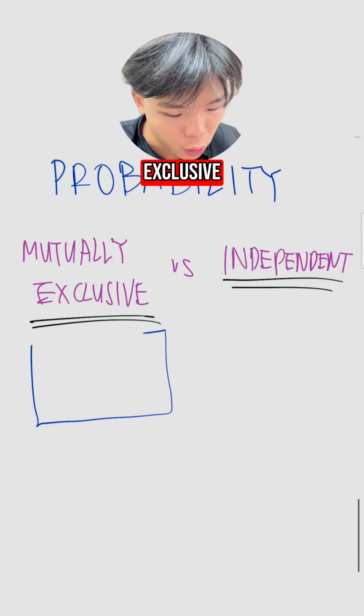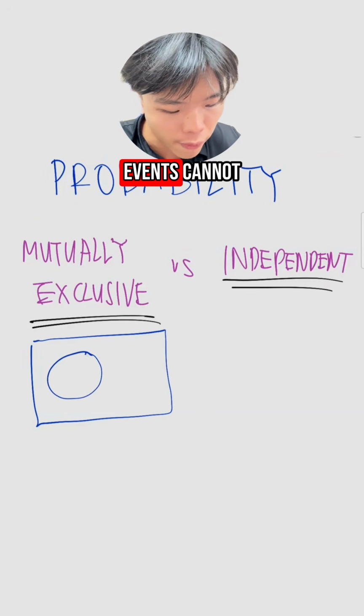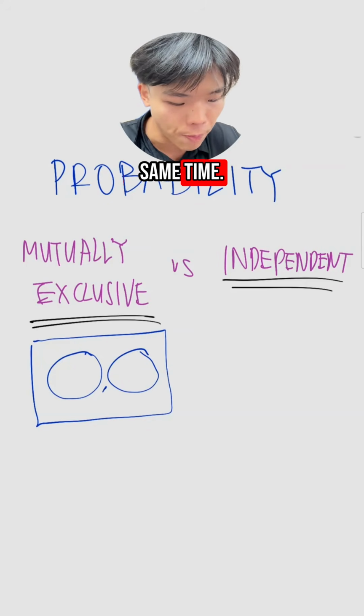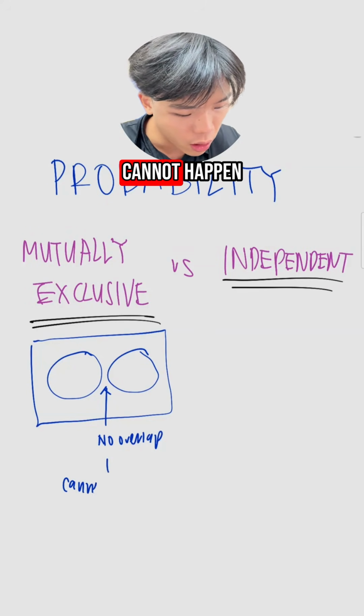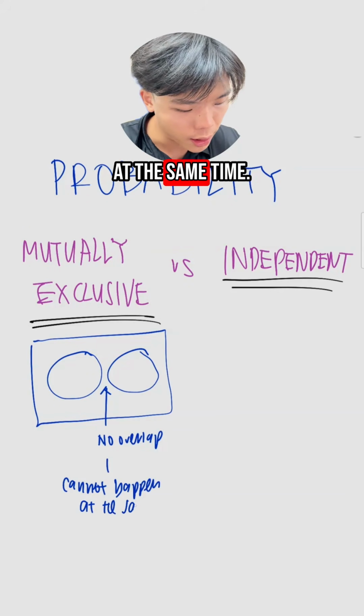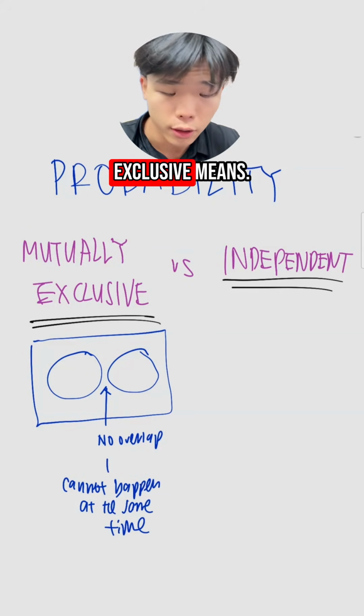What mutually exclusive basically means is that two events cannot happen at the same time. So you can see there is no overlap, which means that they cannot happen at the same time. Okay, that's what mutually exclusive means.